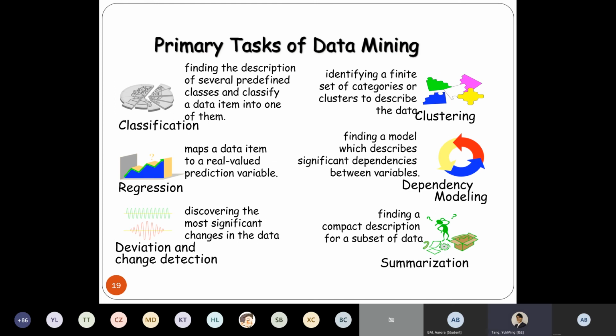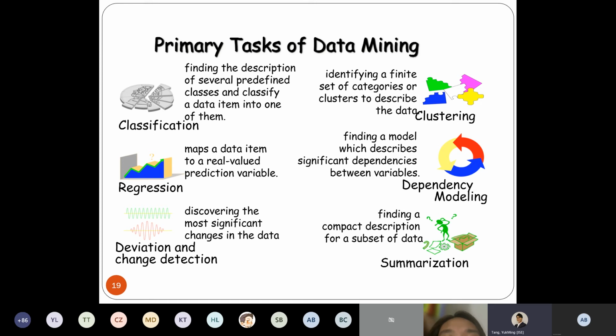Before we talk about the classification approach, for the data mining there are many different tasks. First of all is the classification. We want to define the classes based on the features of the data. Then we also have the clustering, which means that we want to identify a finite set of categories of data. Then we also have the regression. The regression is usually used to map the data to a real valued predictive variable. That means suppose you have some raw data, and then you make use of linear regression or another regression approach to fit these raw data, so that we can predict the trend of all this data.